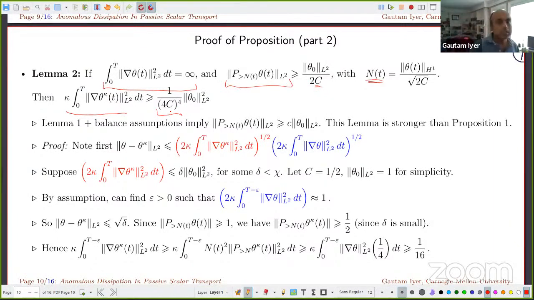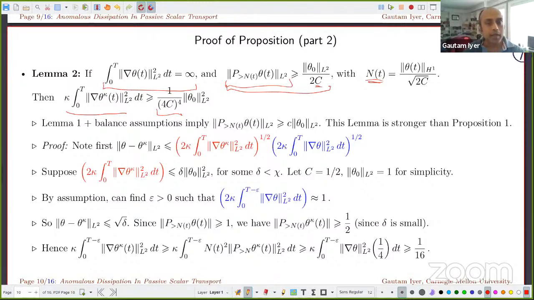So just a quick observation, which I just said: if I look at that lemma 1 I had above, plus the balance assumptions in the proposition, I immediately get that I have energy in the high Fourier modes. So in this sense, the lemma that we have here is stronger than the proposition I stated initially.